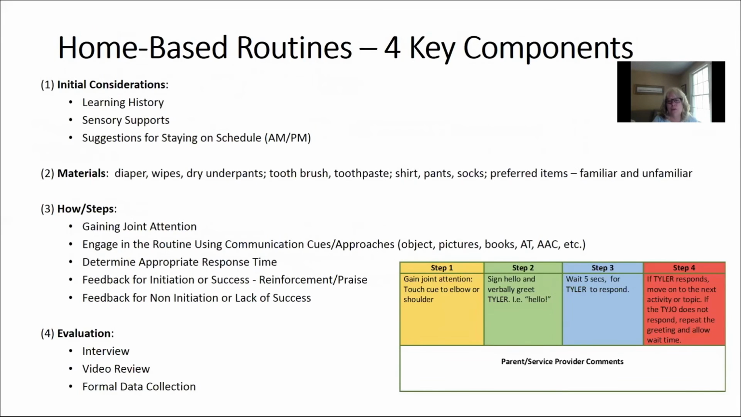Here's the basic structure of each intervention plan template that is individualized for the child and family, with 4 key components: initial considerations such as learning history, sensory supports, and materials; the actual steps of the routine; and evaluation, whether informal or formal, depending on the situation.